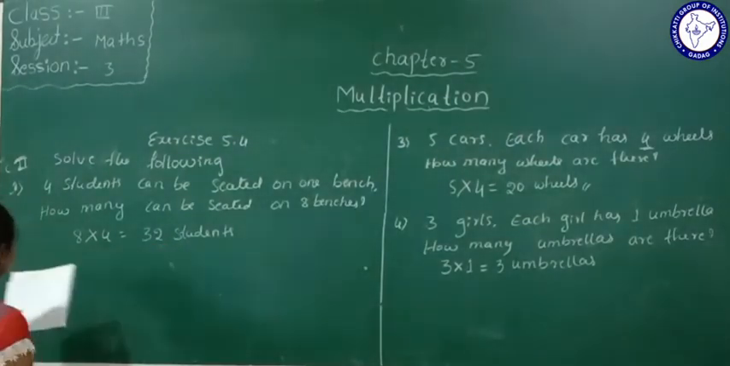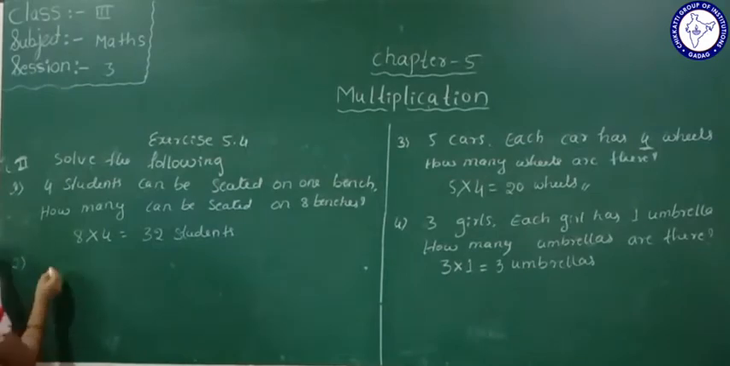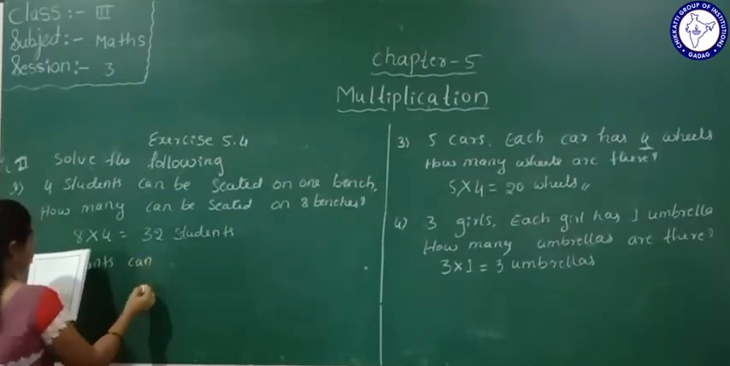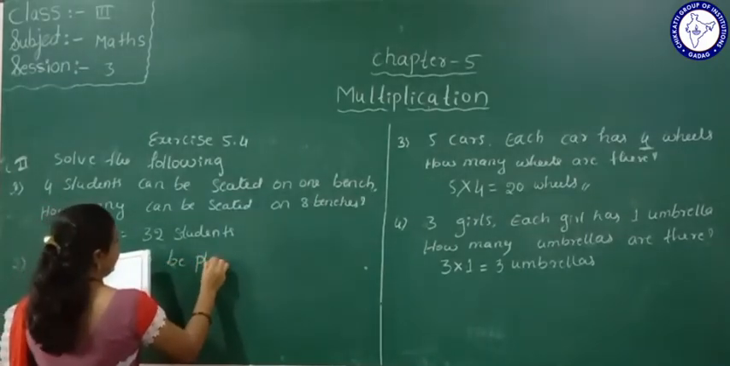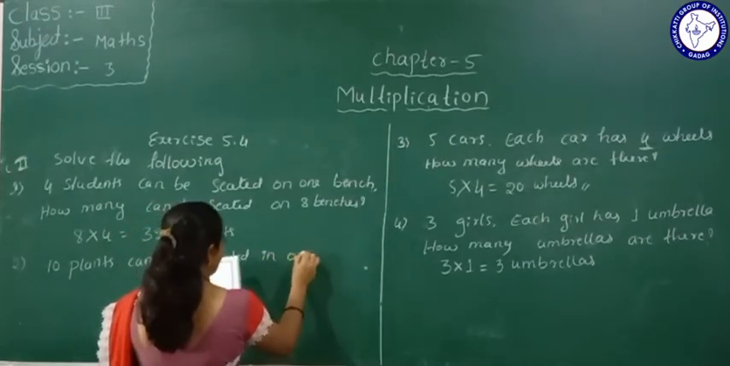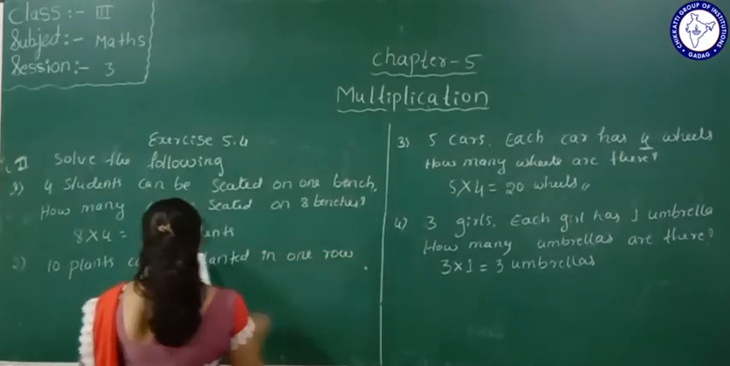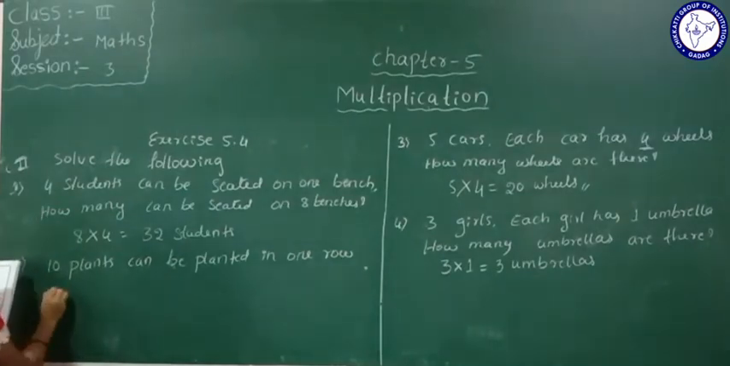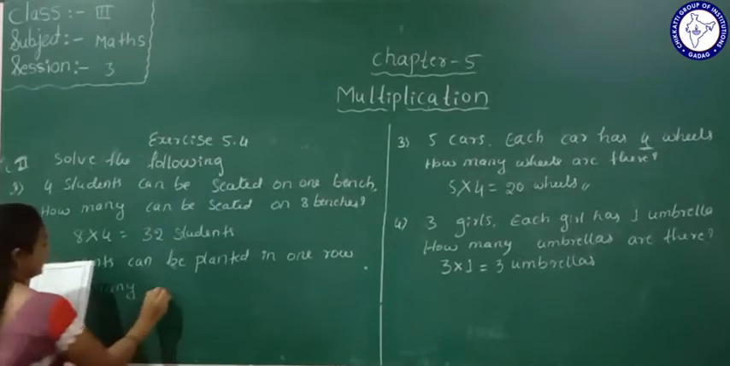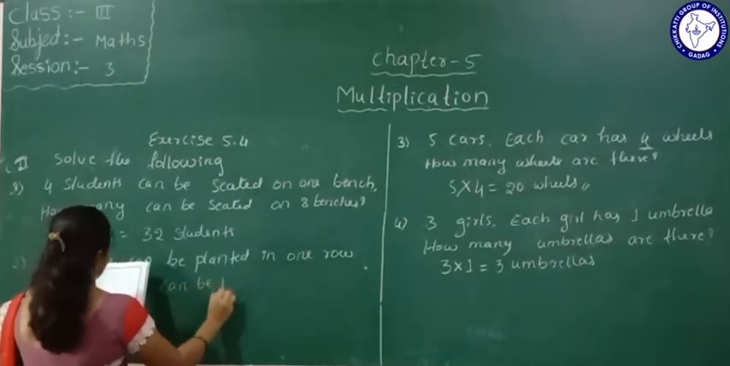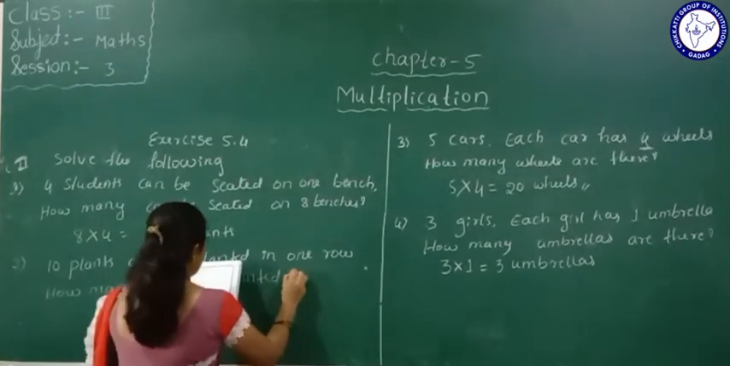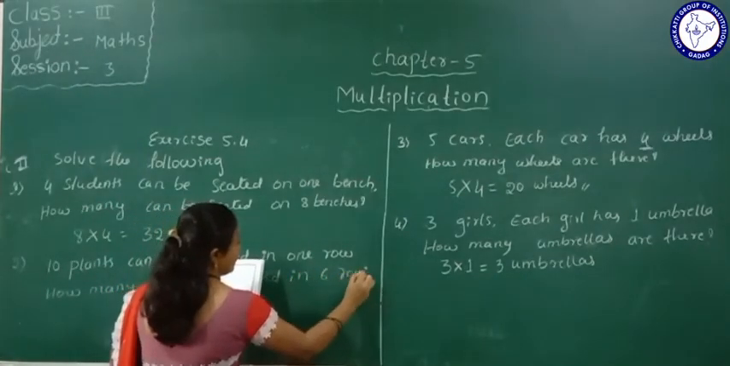Okay. Second one: 10 plants can be planted in one row. How many can be planted in 6 rows?